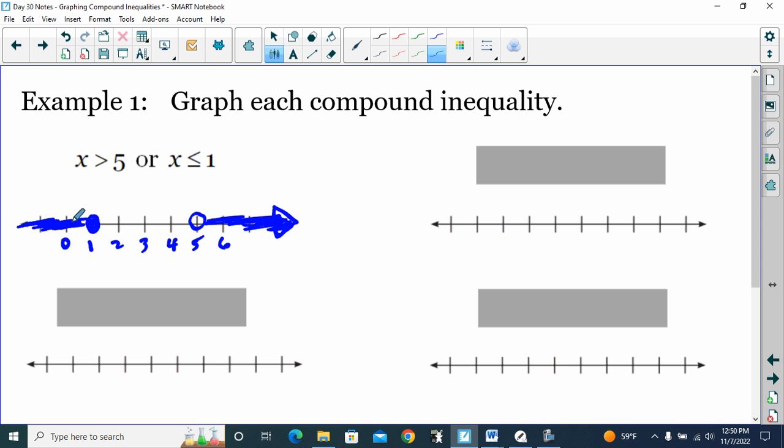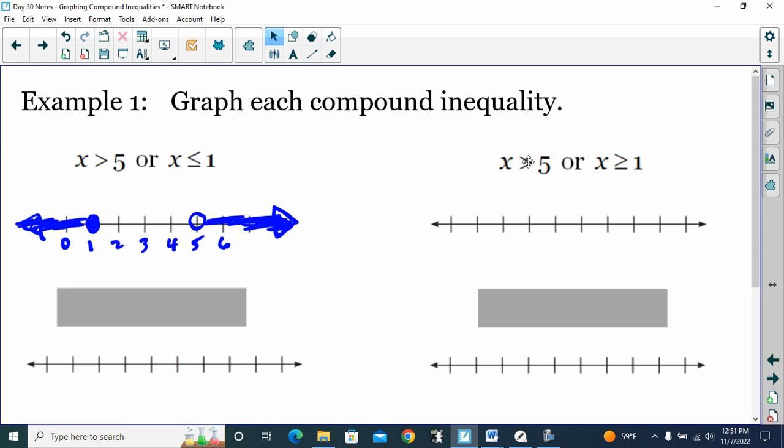All of the numbers that I have shaded in are either bigger than 5 or are less than or equal to 1. For an or statement, we shade in the first inequality, we shade in the second inequality. Either one could be true to make the entire statement true.